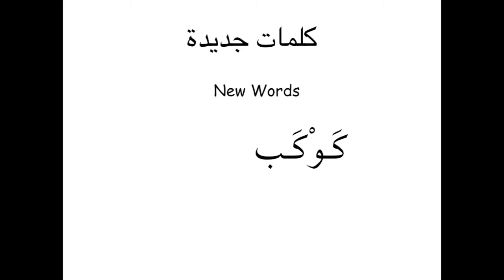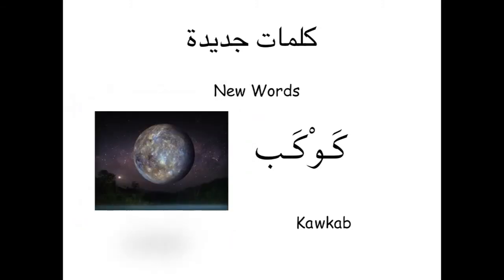A Kaaf with a fatha is Ka. Then a waw with a sukoon is a W sound, U. And then a Kaaf with a fatha is Ka. And then a ba, B. Kawkab, which is a planet.